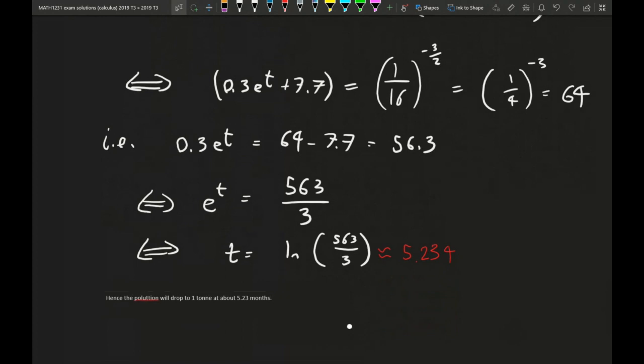Yeah. But if you're reporting to someone who's paying you to give them this answer, then they probably want to be able to understand your answer as quickly as possible.